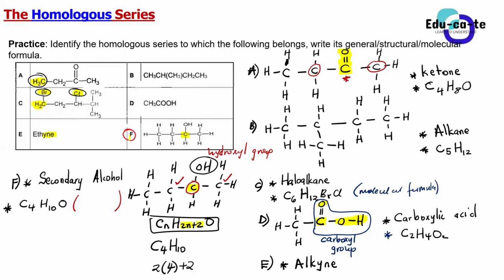For this compound, which is F, we had 4 carbons in it. We have 4 carbons if we count them manually. It's 1, it's 2, it's 3, it's 4. Can you all say that we have got 4 carbons in this compound F? Yes, so we have got 4 carbons. To find the number of hydrogen atoms, even if you don't count them manually, you can say 2 times the number of carbon atoms, which is 4, plus 2. You get that we've got 10 hydrogens.